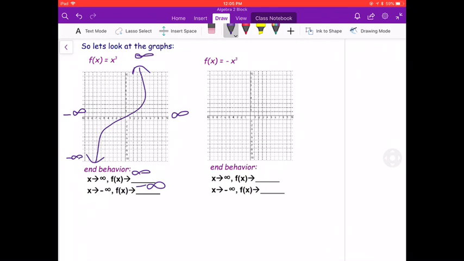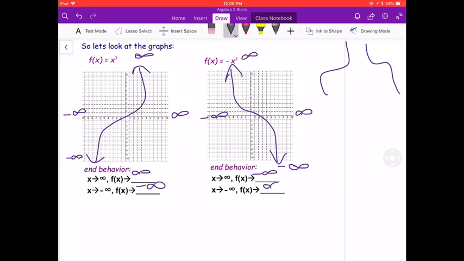So if this is the positive x cubed, the negative one looks like this. So positive and then negative. You kind of switch it around. And that switches our end behavior as well, because if we go to positive infinity, our function is actually approaching negative infinity. As we go to negative infinity on the left, our function is approaching positive infinity. So to positive, it goes to negative infinity, and to negative infinity, it goes to positive infinity.